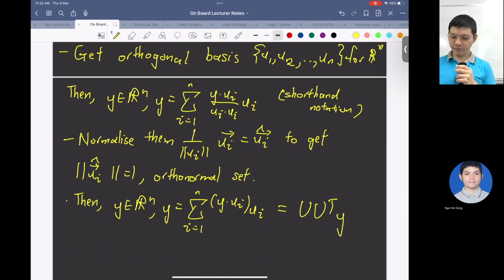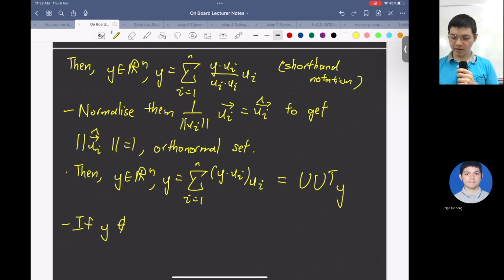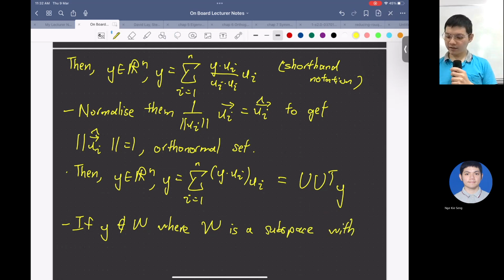Okay, so the next step is orthogonal projection. Let's say your y is not in the subspace W, where W is a subspace with orthogonal basis.